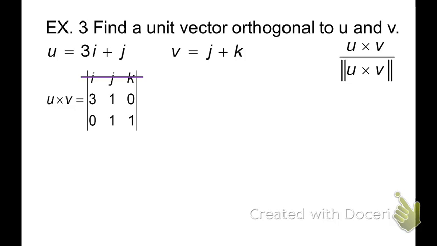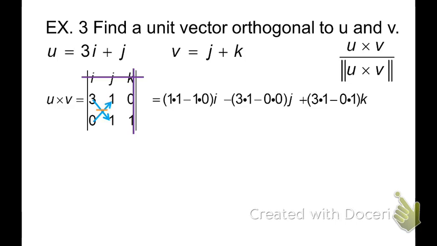So same procedure, we're going to cover out the first row and the first column, and we're going to multiply 1 times 1 minus 1 times 0, i. And then remember, after the i, always put a minus. We're going to do 3 times 1 minus 0 times 0, j. 3 times 1 minus 0 times 1, k. When I simplify each set of parentheses, this is going to simplify to 1i minus 3j plus 3k, which is the vector 1, negative 3, 3.